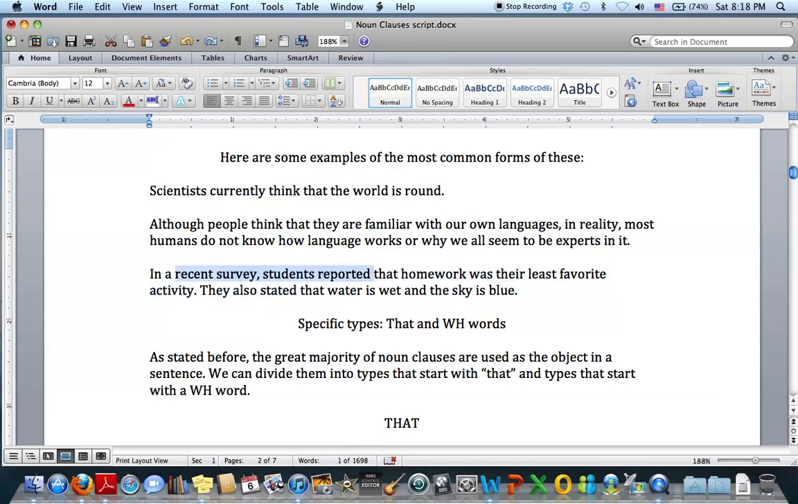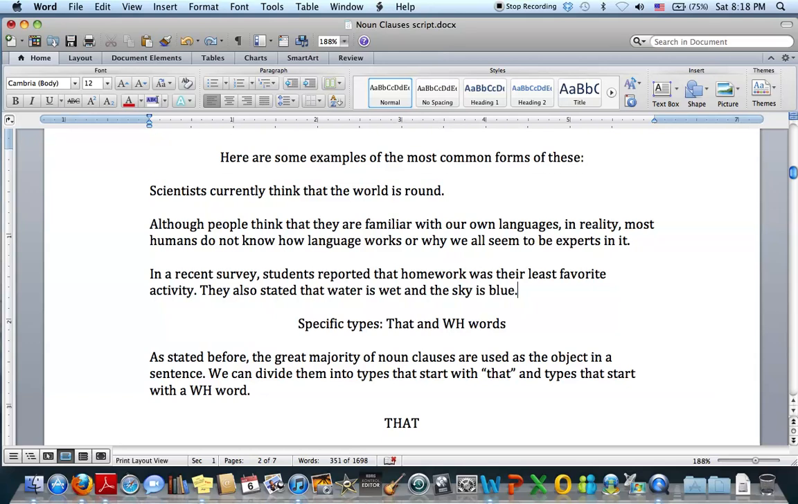And once again, we've got a noun clause right here, acting as the object in the sentence. And we could also do this. They also stated, so same thing, stated, reported, both synonyms of say. They also stated that water is wet and the sky is blue. Yeah, we all hate homework. We know it. And again, this is acting as the object in the sentence.